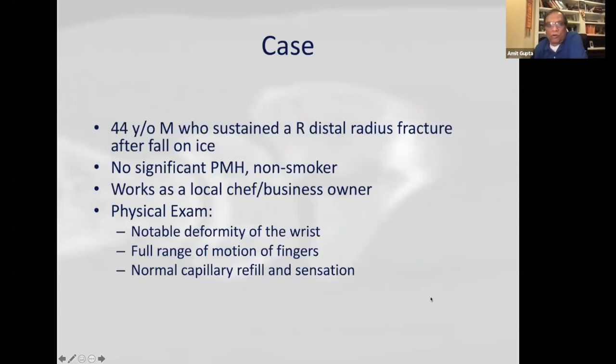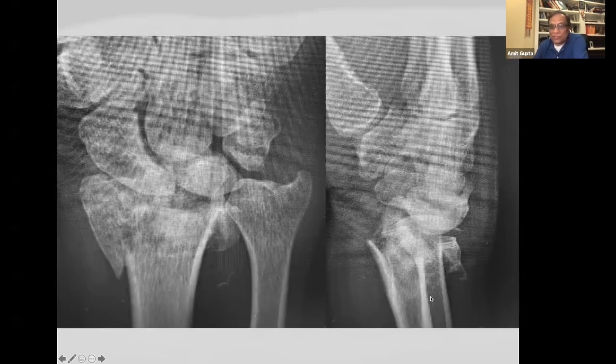Okay. So this is a case. This is a 44-year-old gentleman who fell. We had an ice storm in February, I think. He fell on the ice, and he's a non-smoker, very fit guy. He's a very famous chef and owns a very nice restaurant. He came with a notable deformity of the wrist, but he had good range of motion of his fingers with normal capillary refill and sensation. So he comes with this fracture. He fell with all his body weight on the ice. Closed injury, 44-year-old.